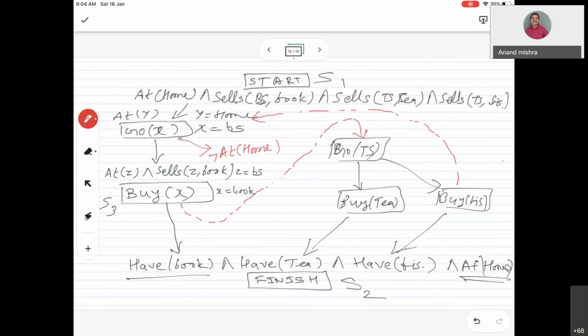But the problem here is that it is creating you are not at home. If you just connect that, then what will happen is you will not buy X and you will go to the store. That's the problem, no?